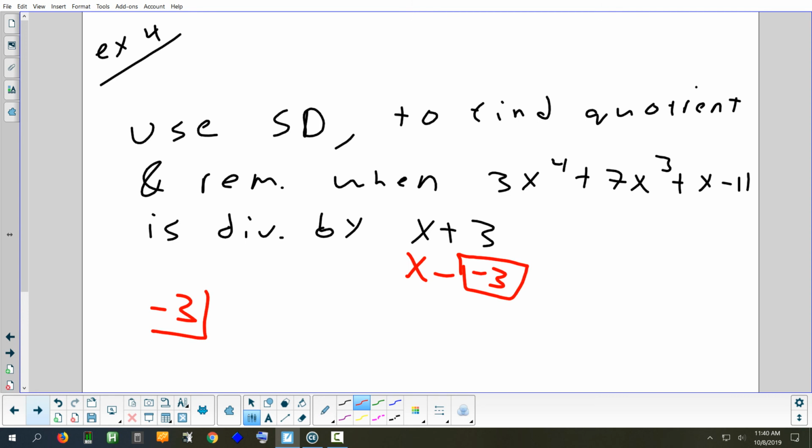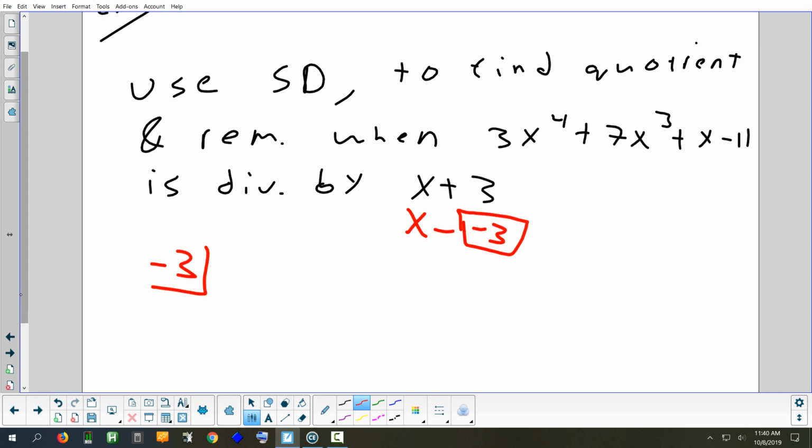Any question why I'm using -3 in the synthetic division? Okay. What's going to be my numbers that I put here for my coefficients? 3, 7, 0. Oh, yeah, 0, 1. So 3, 7, 0 for the x squared, 1, -11.